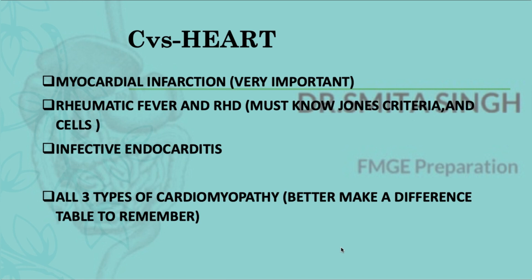For heart, you need to know myocardial infarction, which also would be included in your medicine. You have to know everything about MI, it is a very important topic, and so is rheumatic fever and RHD. Rheumatic fever and RHD is a must know topic. They always ask you something about them, and the most important things will be the Jones criteria and the cells involved, like the cells you can see in the microscopy. The next thing would be infective endocarditis and all three types of cardiomyopathy. You better make a difference table so that would be easier to remember, and compare and contrast always makes you remember them for longer time.